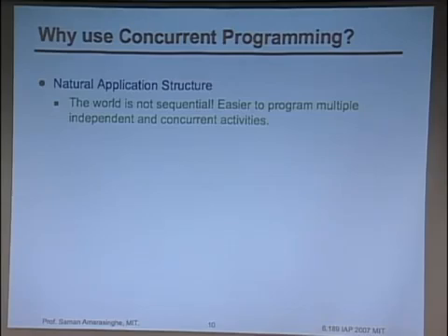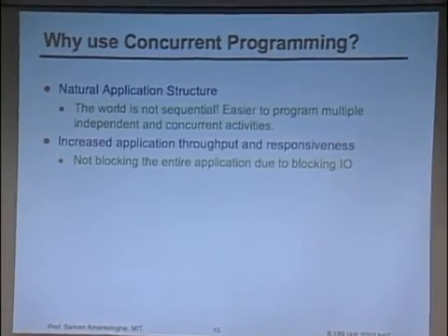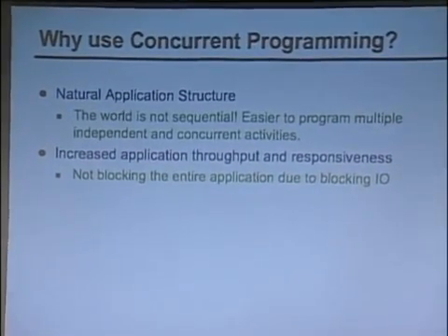Why do you want concurrent programming? A lot of times the natural application structure is not sequential. The world is not sequential, and trying to sequentialize the world sometimes makes it much more complicated. So sometimes it's natural to do things in parallel. A lot of times the sequentiality is an artifact of the programming language. And doing things in parallel, you can really improve things like throughput and responsiveness.